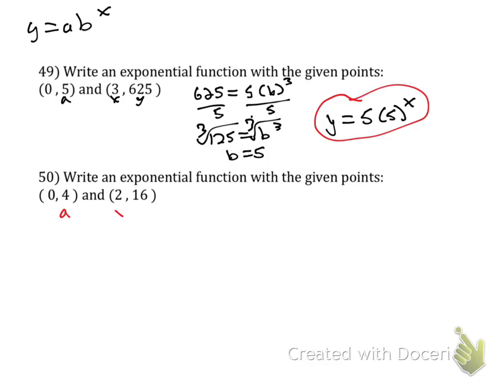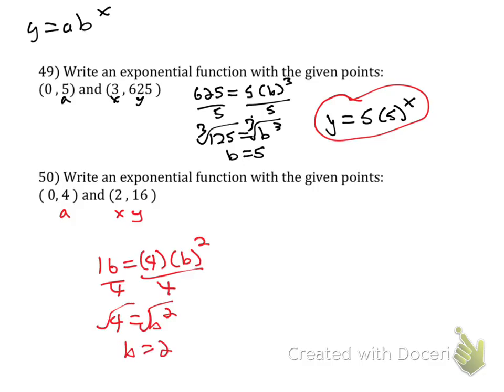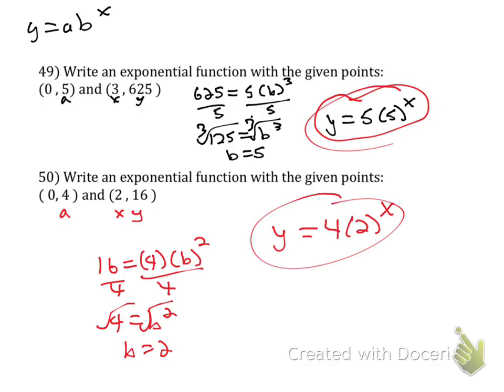50, that'll be 16 equals 4 times b to the second, divided by 4. 4 equals b to the second. Square root both sides, b equals 2. So our answer is y equals 4 times 2 to the x.